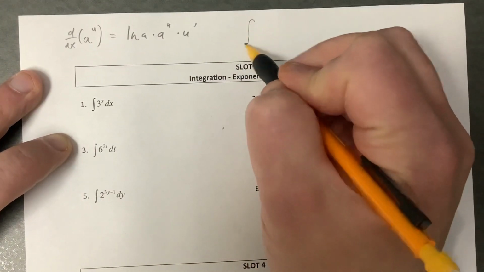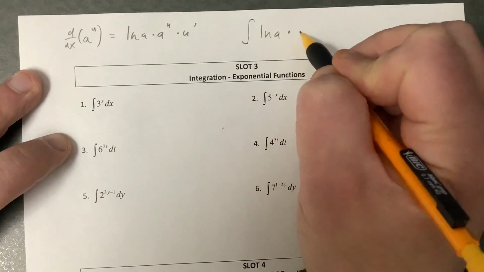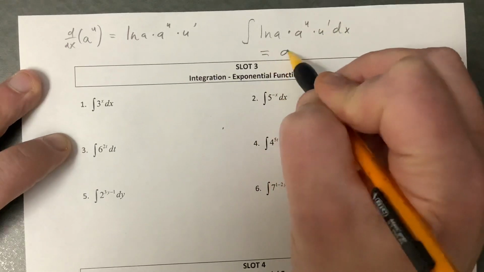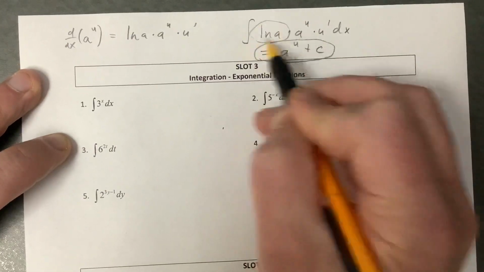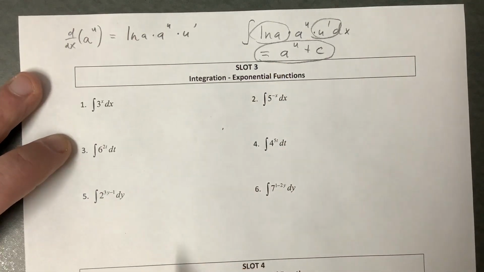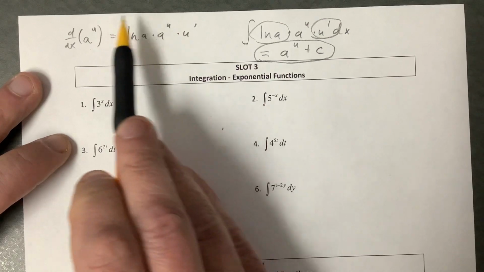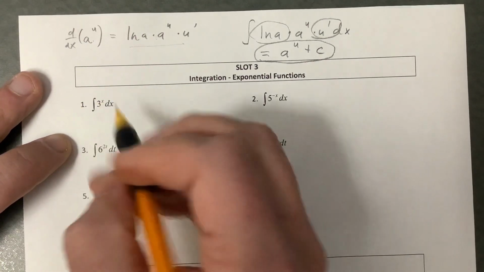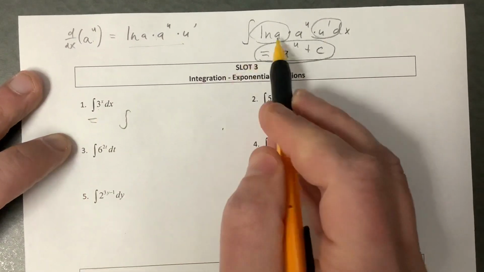That means that the integral of the natural log of a times a to the u times u prime dx is equal to a to the u plus c. So when we're integrating, we have to set up this chain situation in order to go back to this. And again, that's based on the fact that this is the derivative, so when I integrate this, it goes back to this. So we need to make it look like this. So what does that mean? Well, that means that with this, I need to set it up like this.